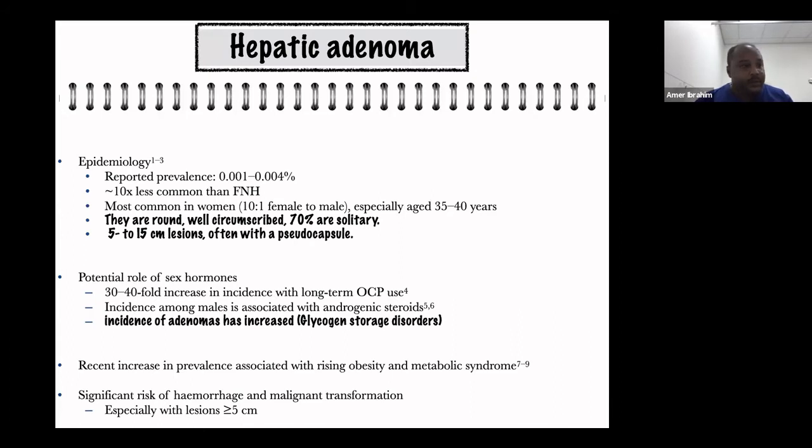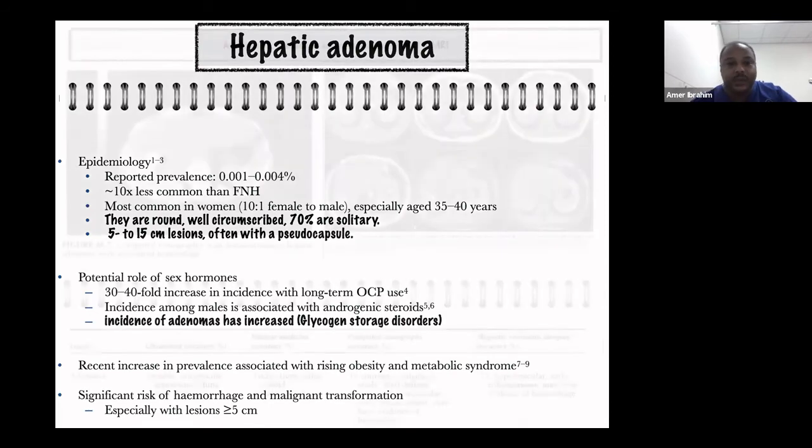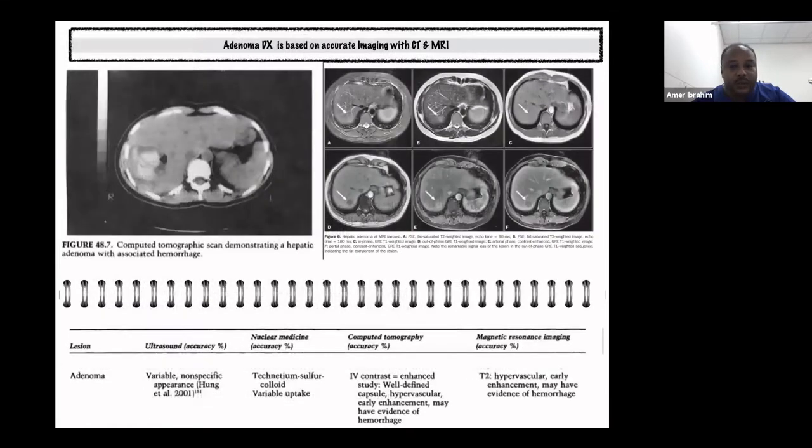Recently there has been an increase in prevalence associated with rising obesity and metabolic syndrome. In obese patients, there's a significant risk of hemorrhage and malignant transformation, especially if the size of this tumor is more than 5 centimeters. So how does it look on the CT scan?